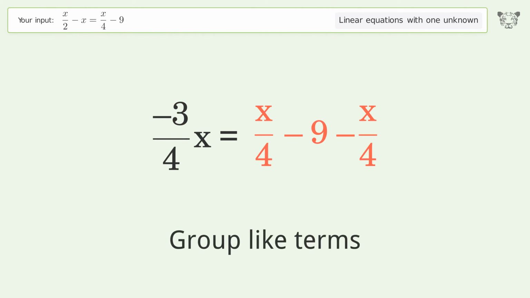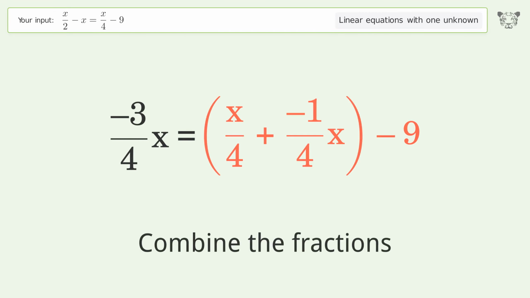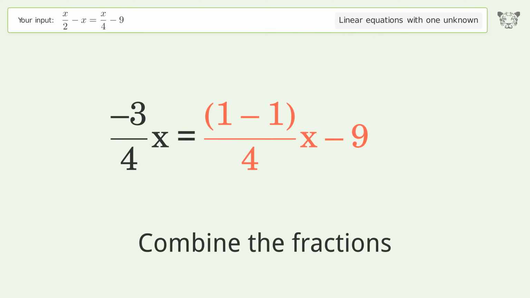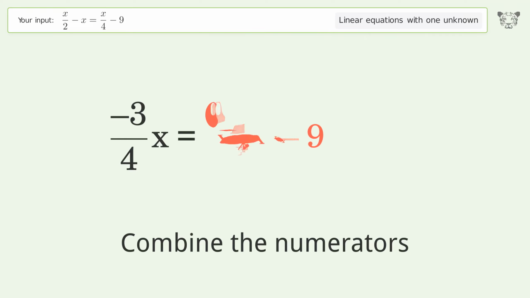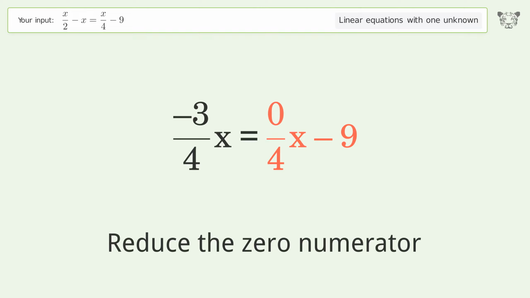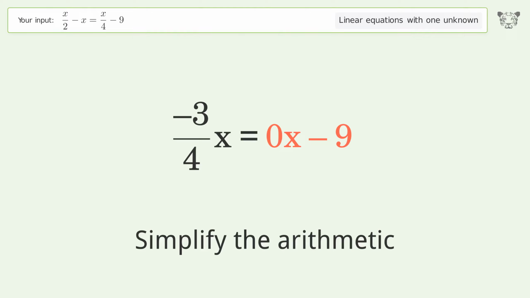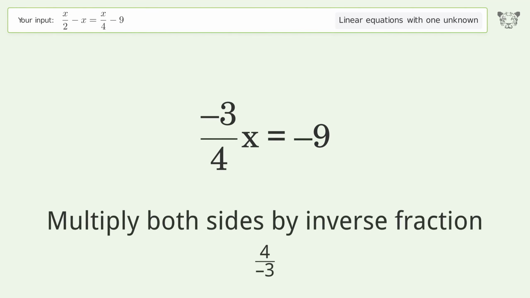Group like terms. Combine the fractions. Combine the numerators. Reduce the zero numerator. Simplify the arithmetic. Isolate the x. Multiply both sides by inverse fraction 4/-3.